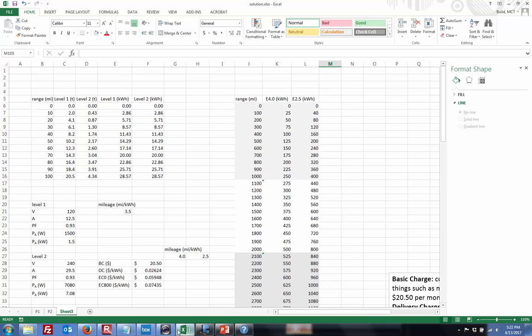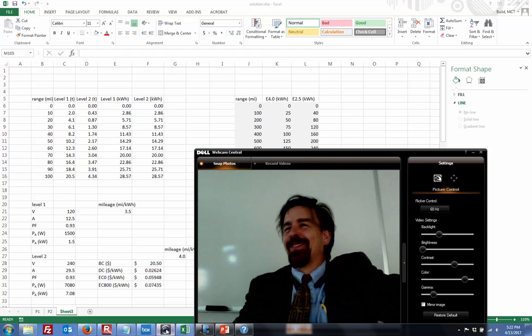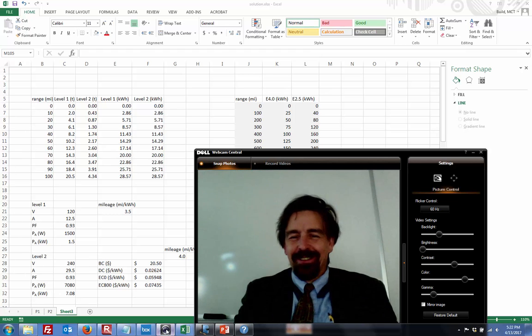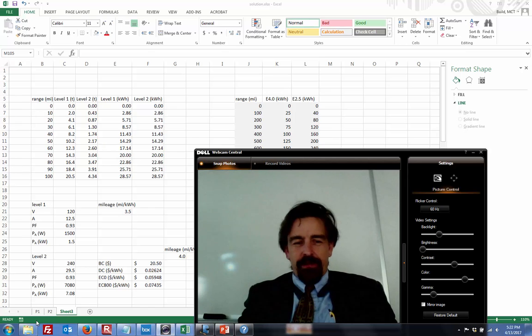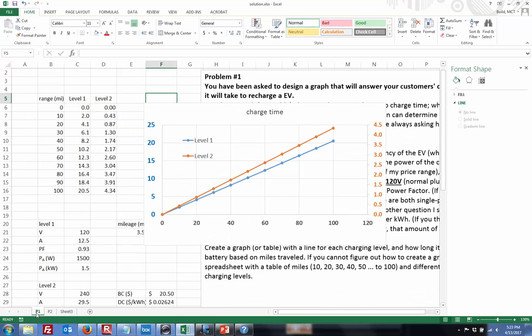All right, so we're back. Woo! I feel like I just dragged myself through the wringer. I found an error on the first problem. So let's just go back and look at that. And as it turns out, the time to charge in the level 2 was 4 hours. The mistake I made when I dragged over here is I had incorrectly been using the time instead of the mileage as my multiplier.